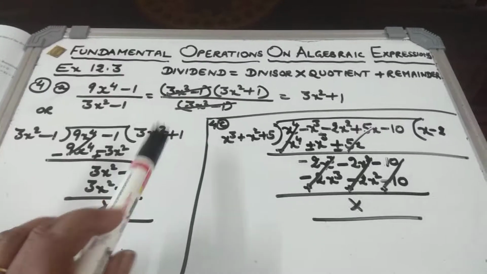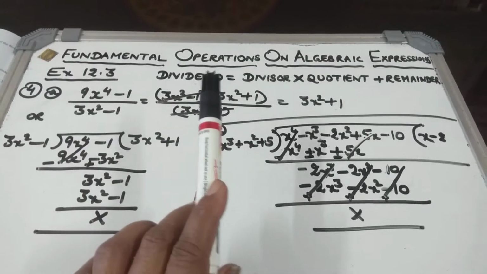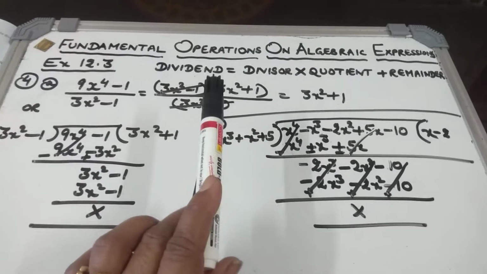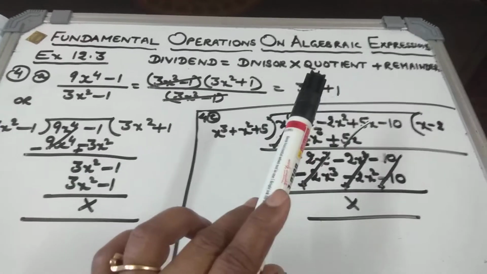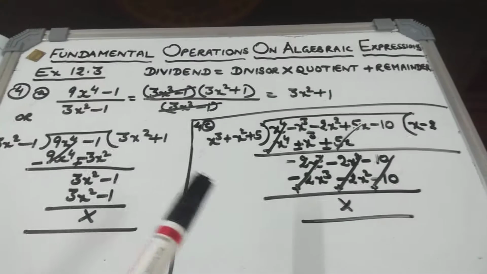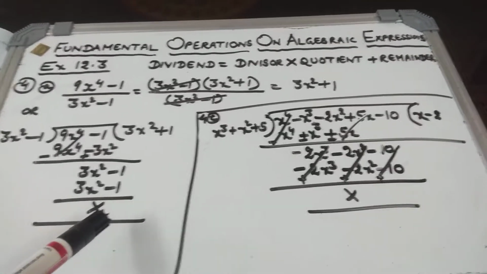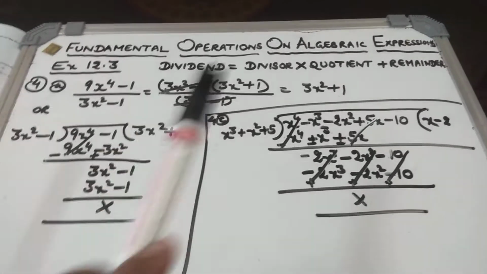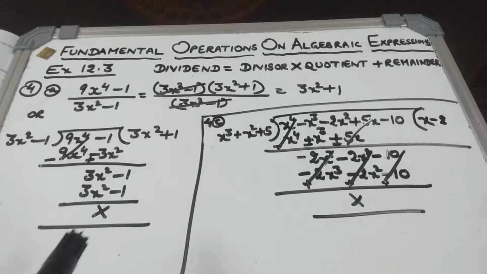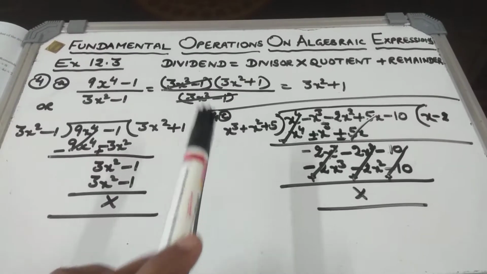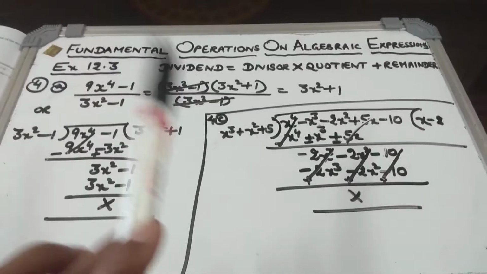the division procedure. First and foremost, you have to always keep it in mind, dividend is equal to divisor into quotient plus remainder. That is, it may happen that remainder is not 0, you may get some remainder. Then in that case it is this. If remainder is 0, then it is completely divisible, you are getting quotient as this.